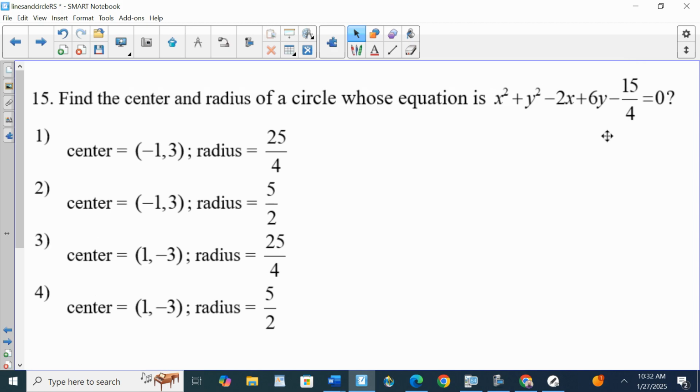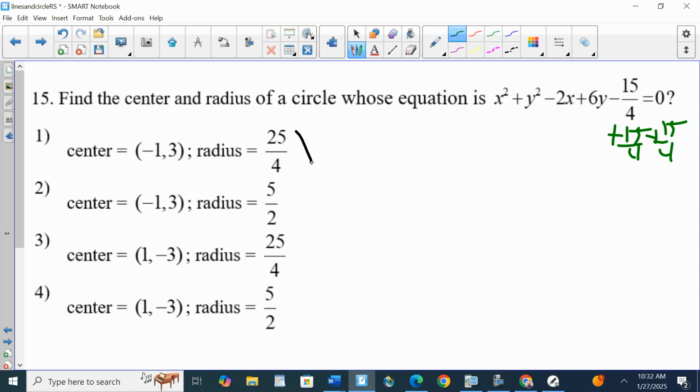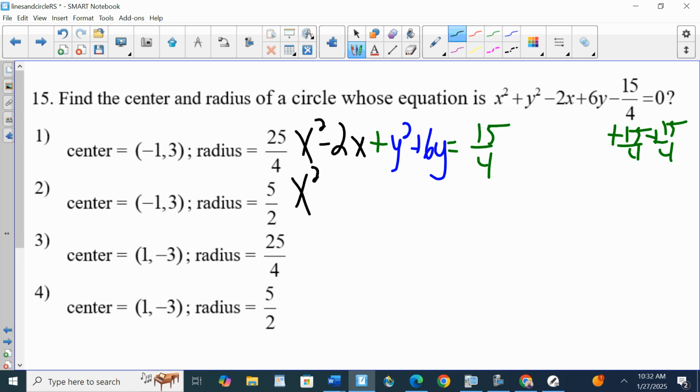I need to get the constant to the other side. I'm going to write the x's together. So I have x squared minus 2x plus y squared plus 6y equals 15 over 4. And now it's time to complete the square. I add my big blank square to both sides for the x's and for the y's.